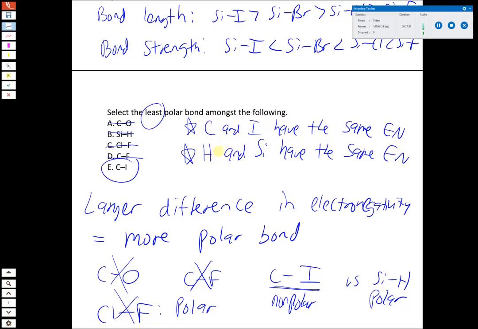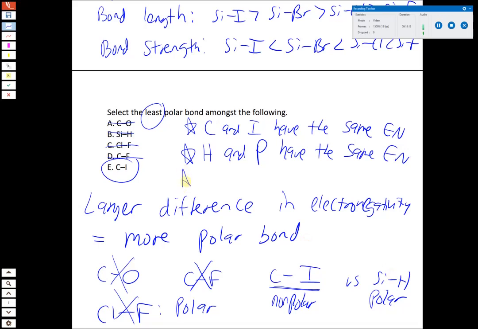Then hydrogen, because of its weird location on the periodic table, it's helpful to remember its electronegativity. I wrote that wrong, it should be hydrogen and phosphorus have the same electronegativity. I've been confusing you guys this whole time probably because of that mistake. Anyway, hydrogen and phosphorus have the same electronegativity, which means that silicon and hydrogen are a little bit different.